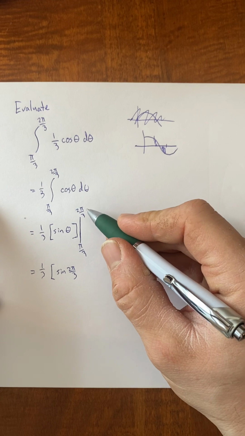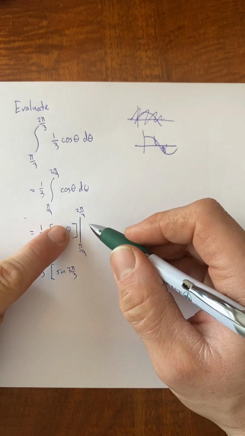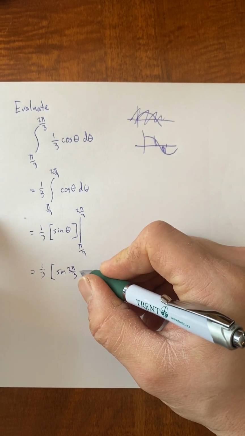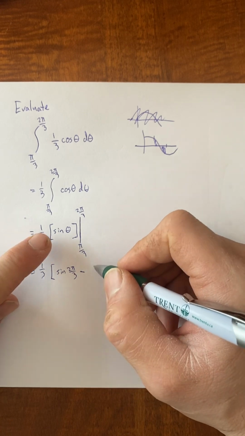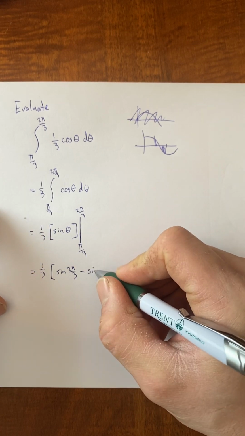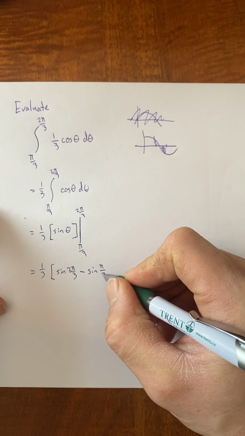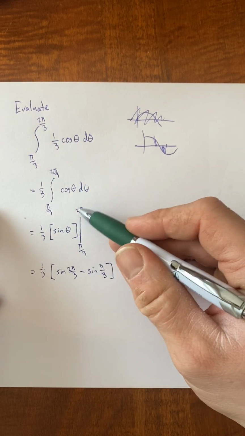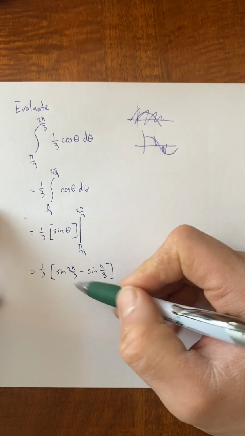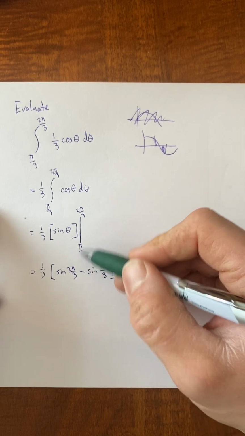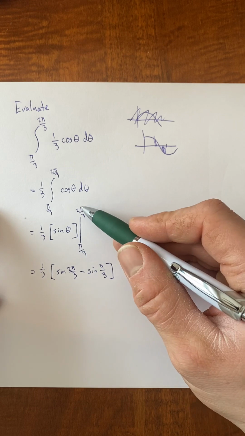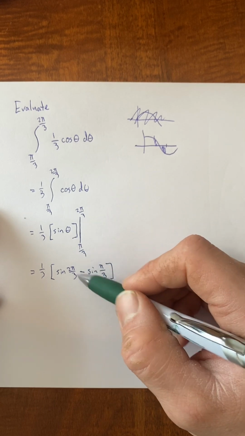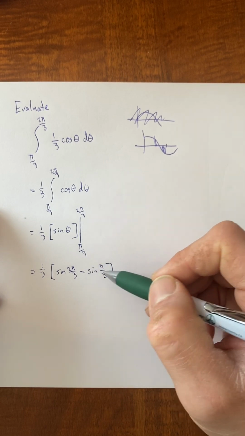So I start with my upper bound. I go sine 2 pi by 3, replacing theta. Then I'm going to subtract sine of pi by 3. And so that's how I go from this vertical substitute notation into an expression that shows that I've done that. This is just talking about the difference of the function from this value to this value. And so we start with our top and subtract our bottom.